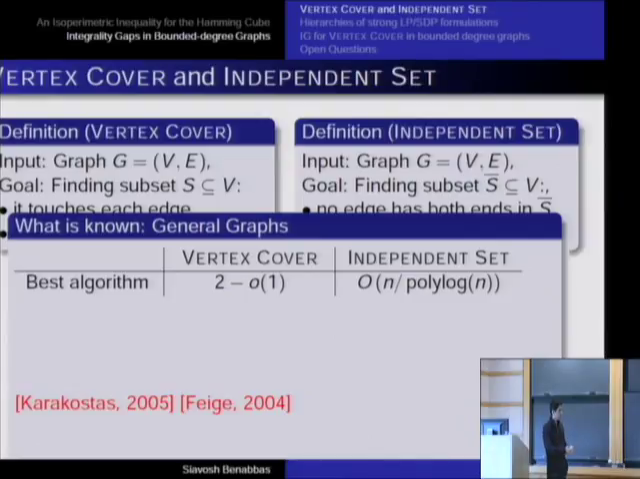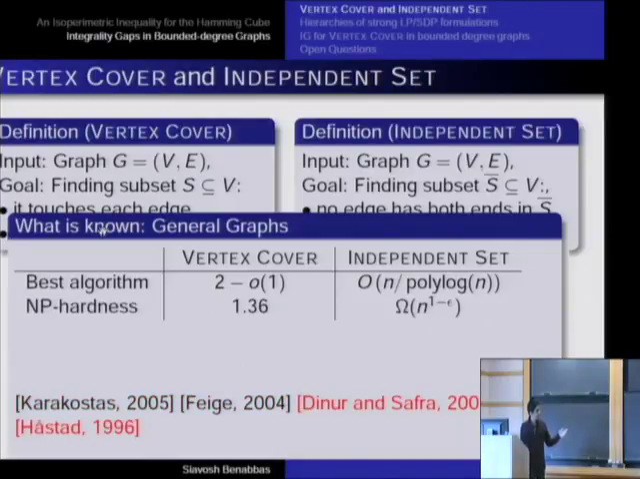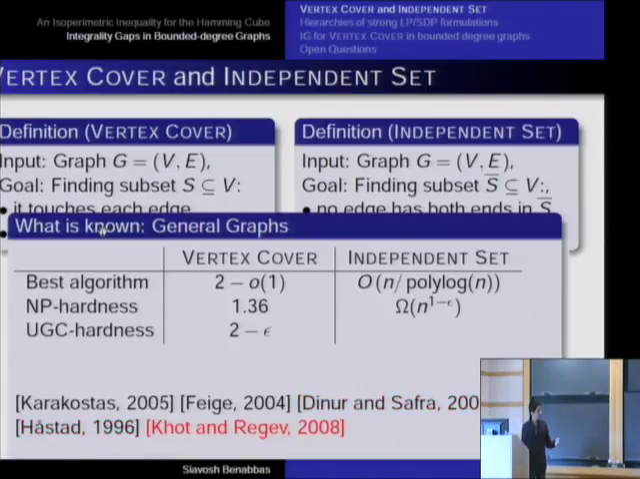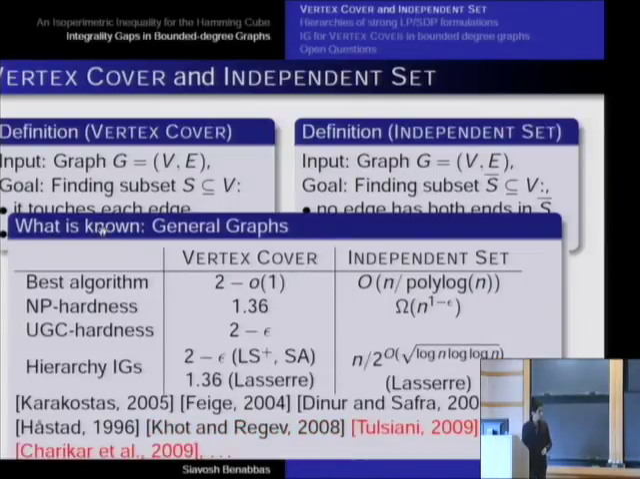There have been quite a few papers on getting better and better bounds on this. The current best are Dinur, Safra, Karakostas and Feige. You can show that it's NP-hard to get better than 1.36 for vertex cover and n to the 1 minus epsilon for any epsilon for independent set. And if you believe the unique games conjecture, then that 1.36 becomes 2 minus epsilon for any epsilon.